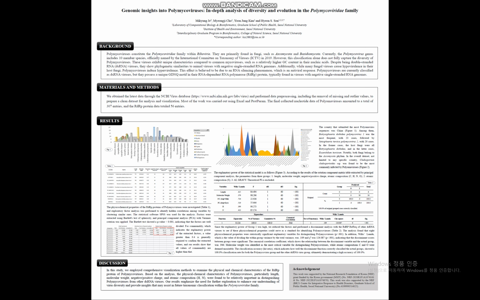Then we investigated the physicochemical properties of the RdRp protein of polymycoviruses in table 1 to uncover hidden correlations between these variables. We performed exploratory factor analysis, clustering similar variables. We used SPSS for this analysis. We applied Bartlett's test of sphericity, principal component analysis, and varimax rotation.